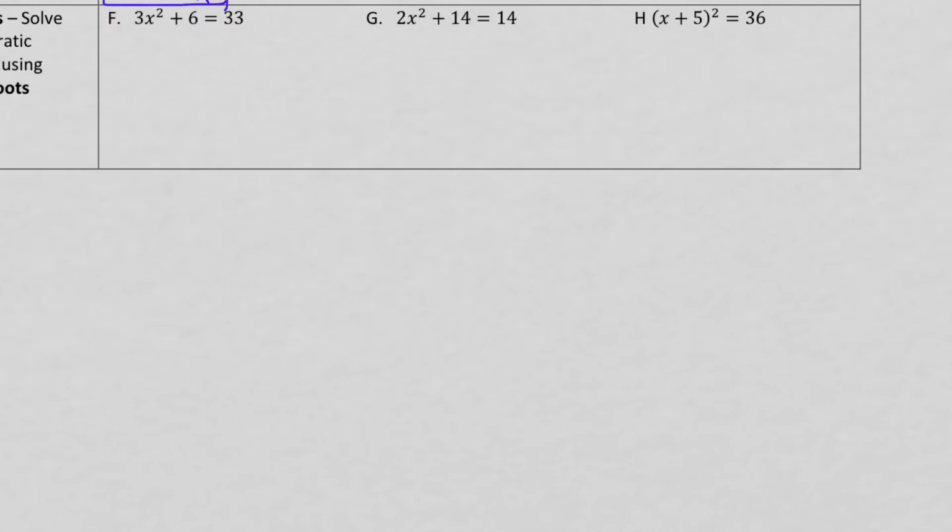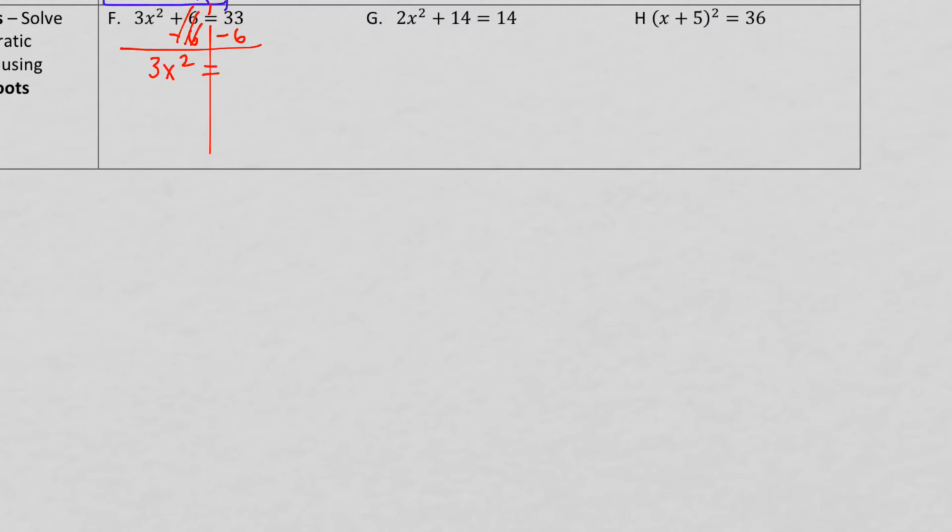So example F, we want to solve this quadratic equation, sorry about that, by taking square roots. So notice how I can do this when I don't have a bx term, because I can get x squared by itself. So in this case, if I solve this equation, my first goal is to get x squared by itself. So I'm going to move this plus 6 with a minus 6 to both sides. So then this cancels out, and I get 3x squared.